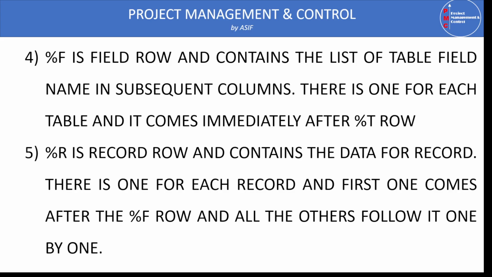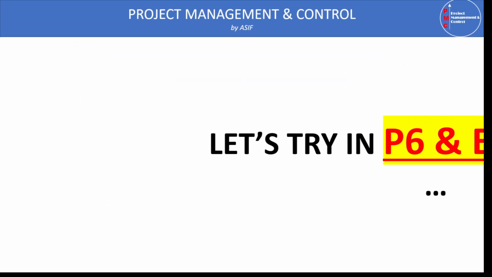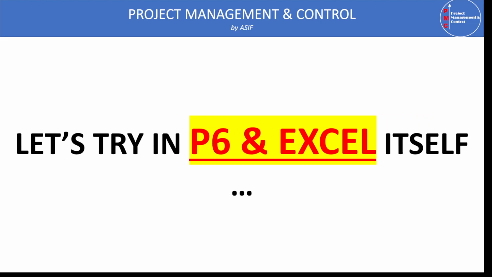Percentage %R is a record row and contains the data for that record. Therefore, for every %R, there is a record for the table %T. For each record, the rows come after the %F row, and all the rows follow one by one. So let's see all this in Primavera P6 and Excel itself.